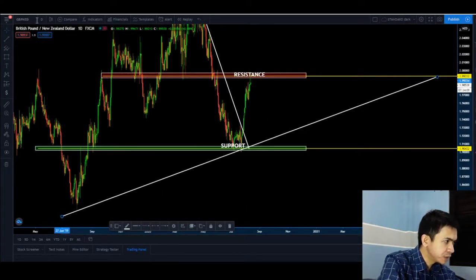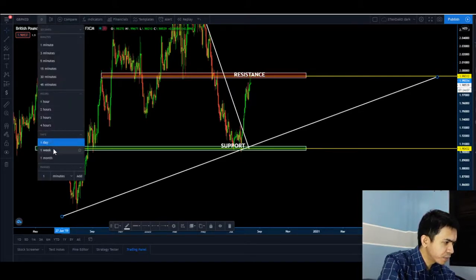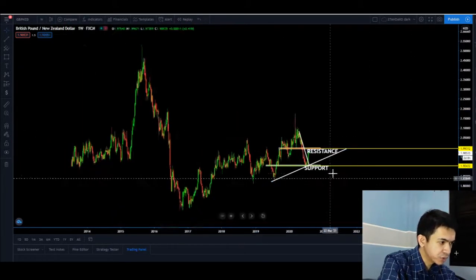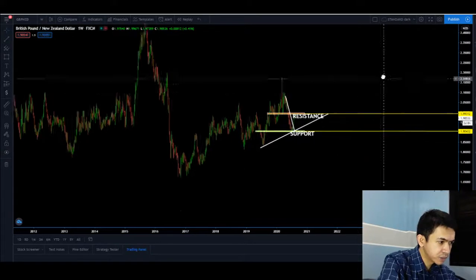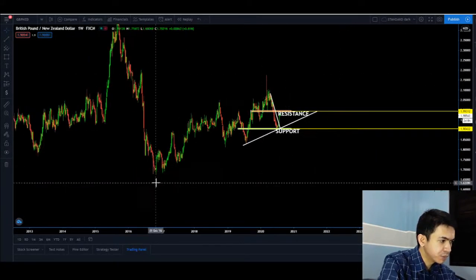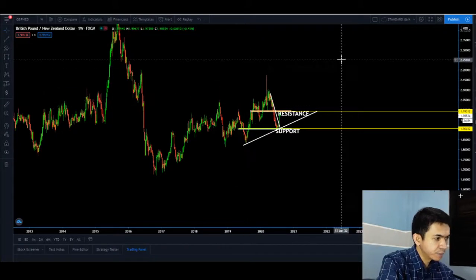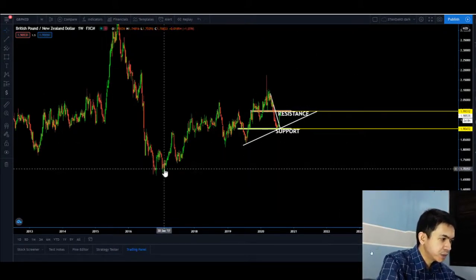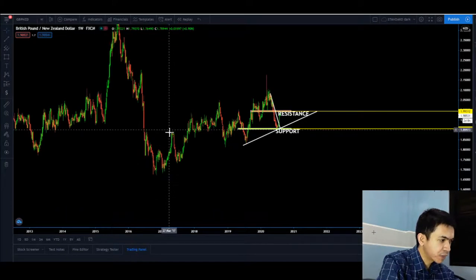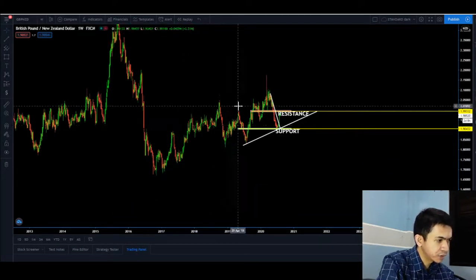Just to check on the weekly, the overall market structure, we all know that the price is currently moving in a bullish manner, or uptrend, meaning the price comes from a low, higher high, higher low, higher high, higher low, higher high.